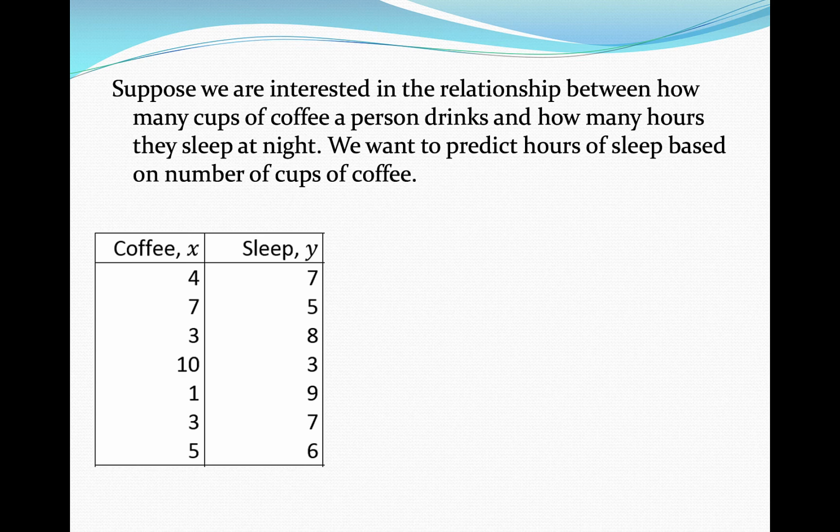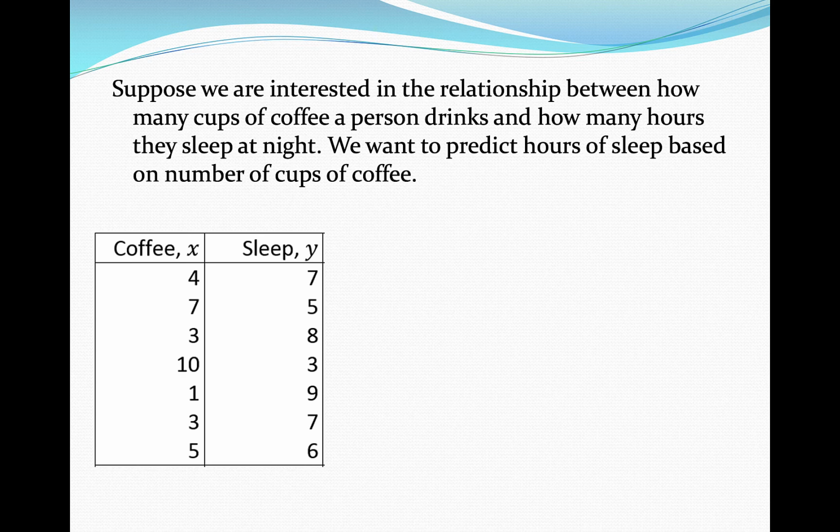So the first thing we have to establish is, are these two things correlated? Do we have a strong relationship? And if we do have a strong relationship, then we can do what we want to do here. We can predict how many hours of sleep they're going to get based on how many cups of coffee they drink.